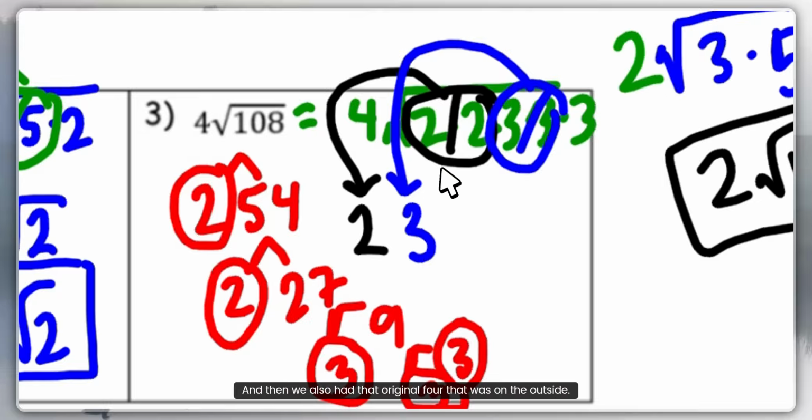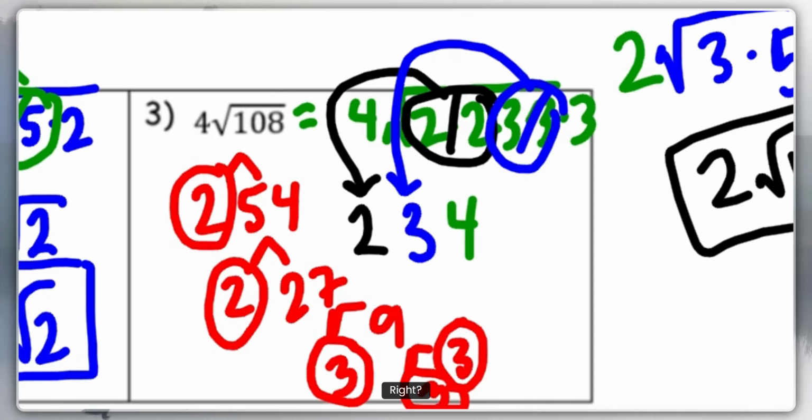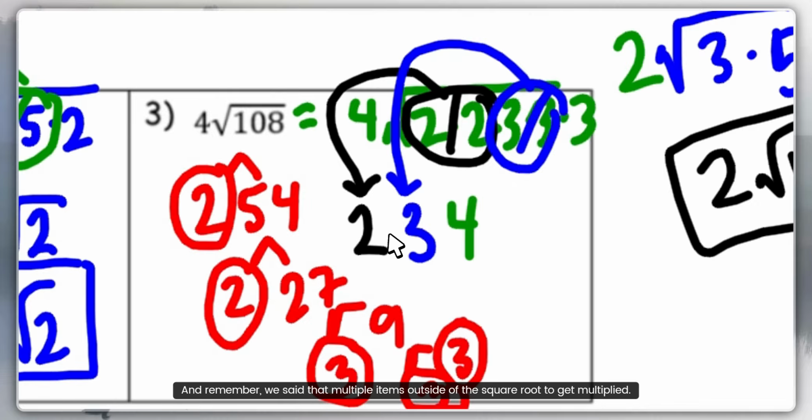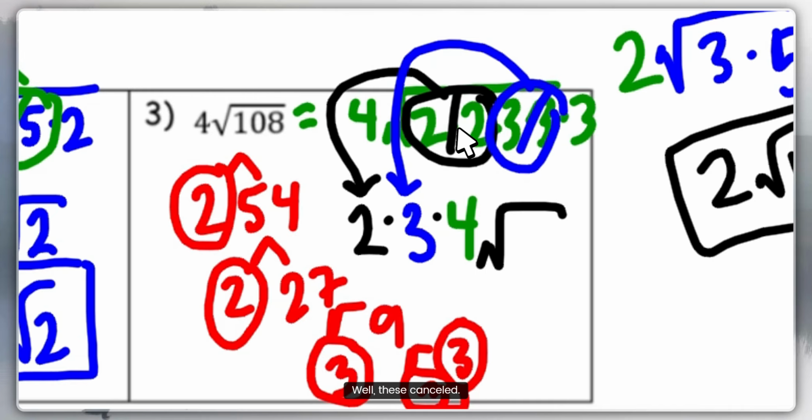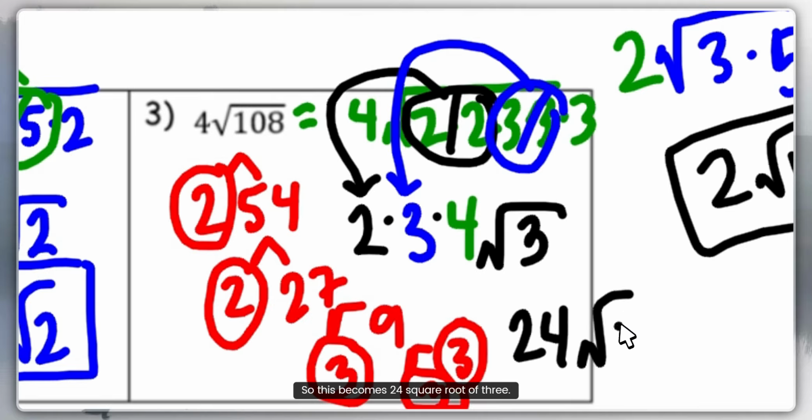And then we also had that original 4 that was on the outside, right? And remember we said that multiple items outside of the square root get multiplied. And then now we just check, what do I have left remaining under the square root? Well, these canceled. All I have left is a 3. So all that's left for us to do is to multiply. 2 times 3 is 6, and 6 times 4 is 24. So this becomes 24 square root of 3.